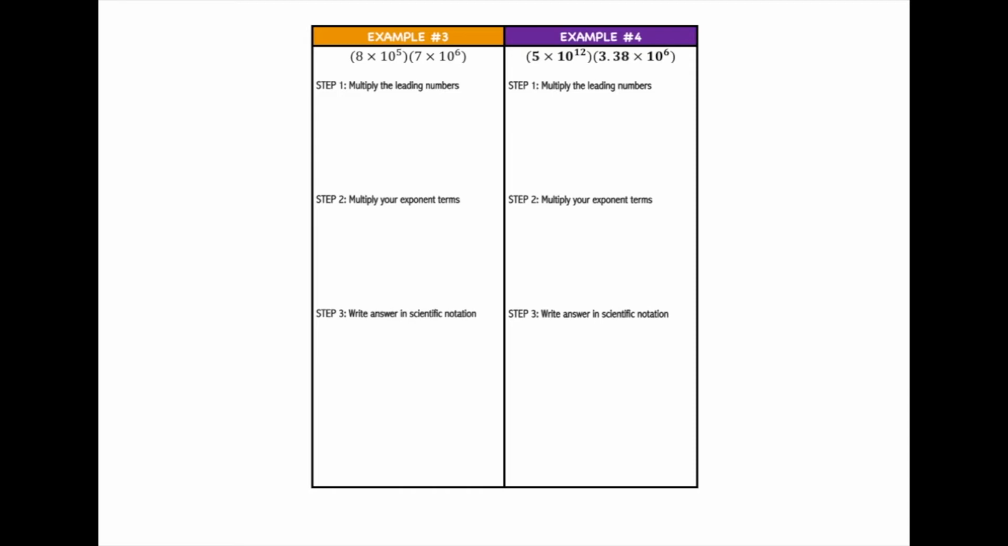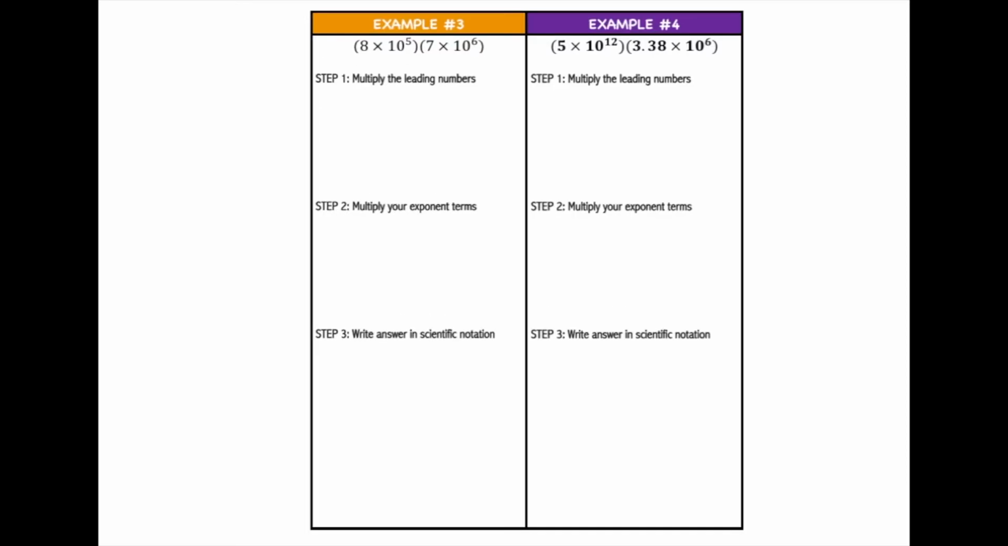Now example 3 and example 4 are a little bit different than the first two examples. Let's start with example 3. So for example 3, we are doing 8 times 10 to the 5th power times 7 times 10 to the 6th power. So for the first step, we want to multiply our leading numbers.